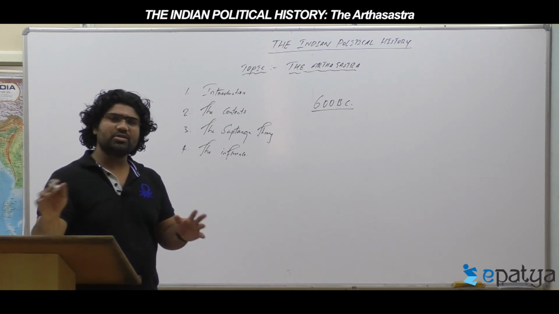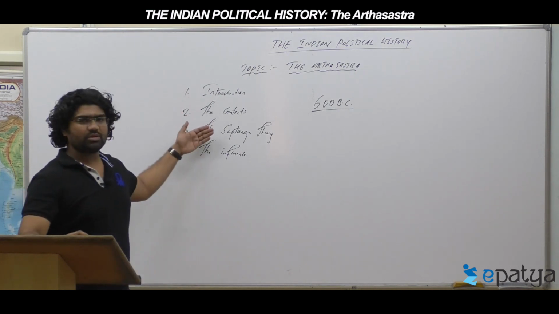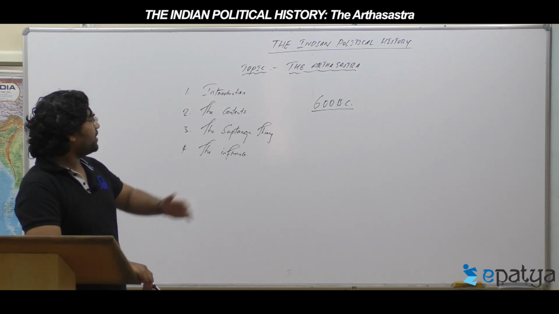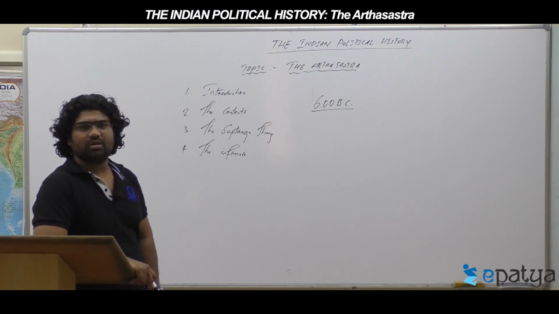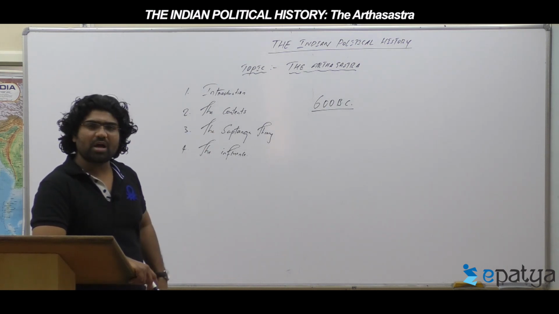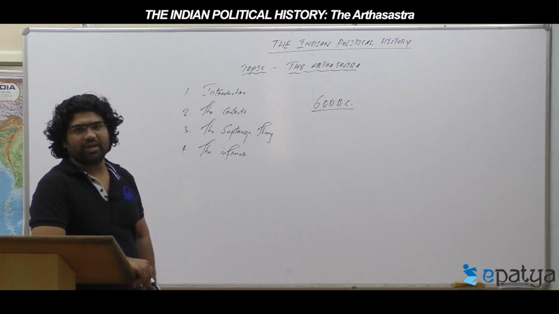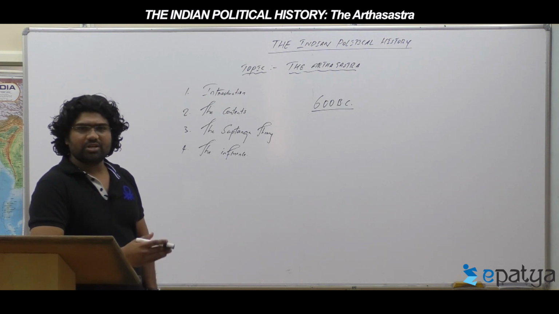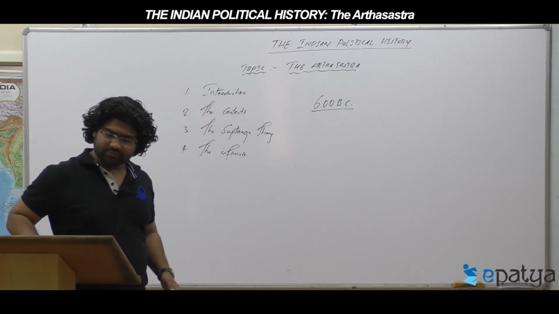We will try to understand the topic of today's lecture in four major areas. We will first focus on the introduction, and then we will speak about the contents mentioned in Arthasastra, and then we will go to the Saptanga theory of state, and finally its relevance today, called its influence on Indian politics and the later political history. Let us start the first part, introduction.